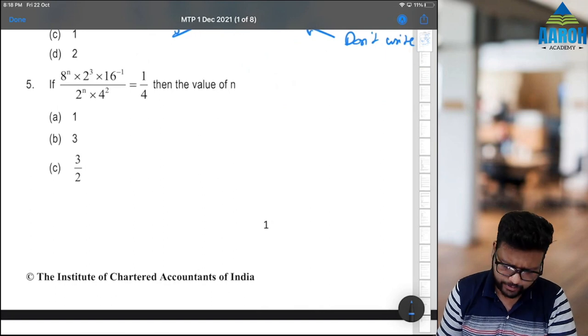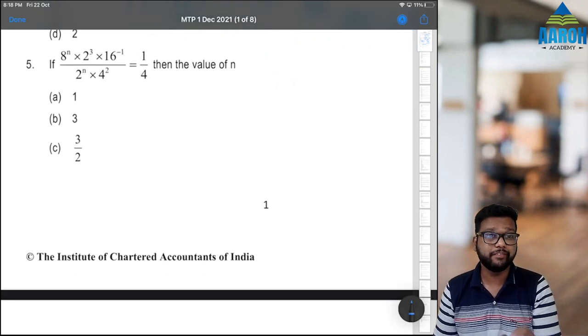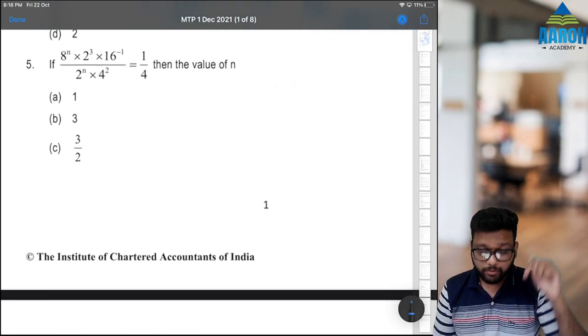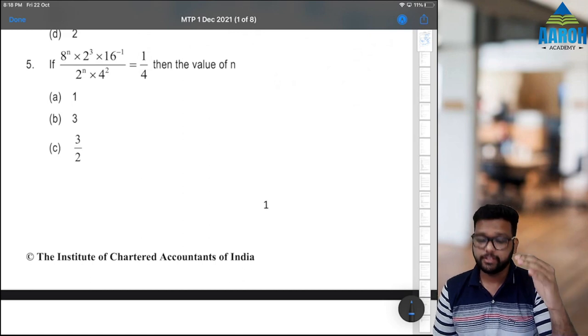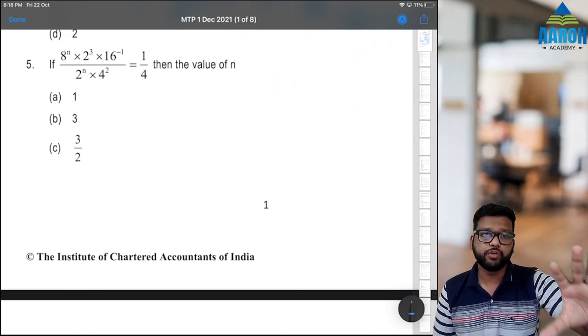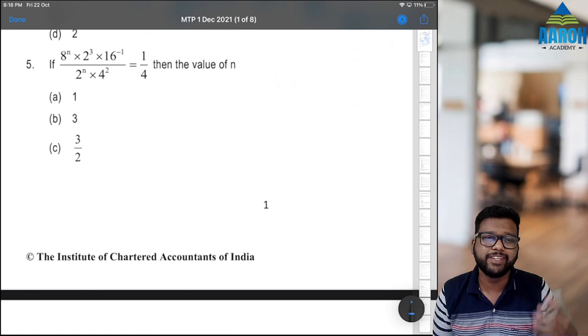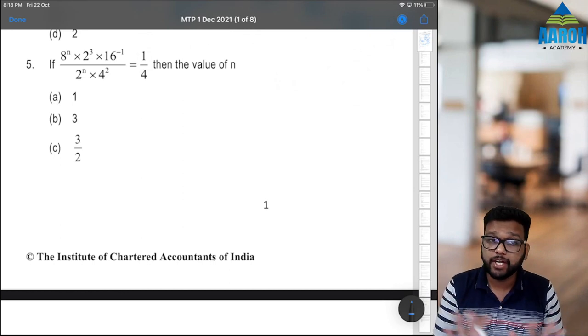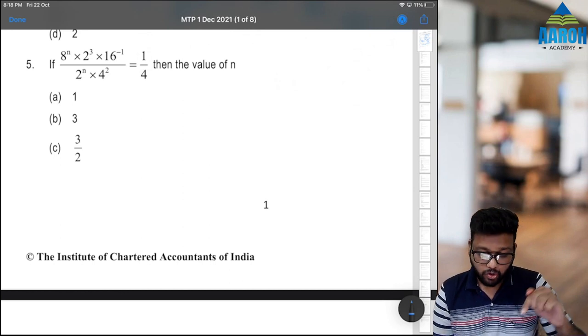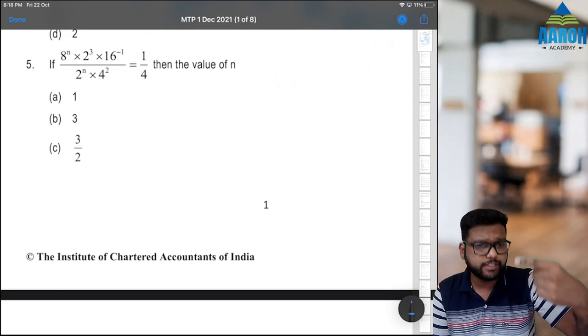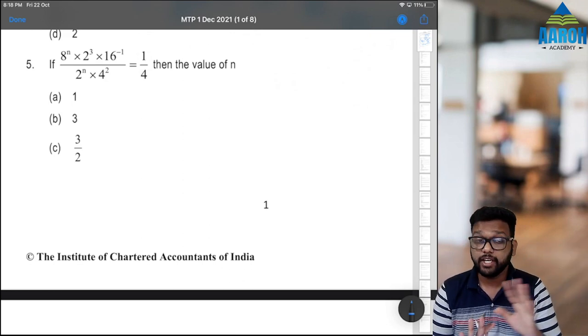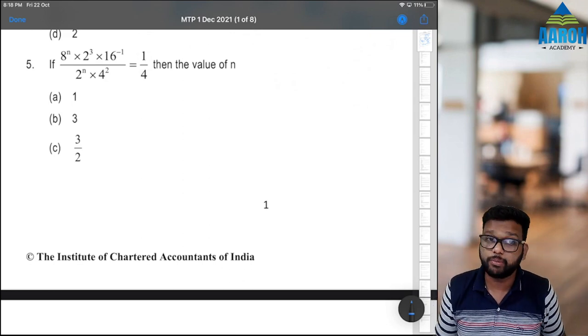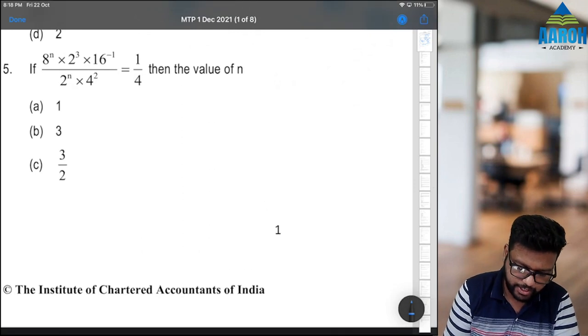Fifth, again, indices. Wow, one more thing which I forgot to tell you. In mock test paper, all chapters are given in sequence, like ratio first, then indices, then log, then equation, and so on. In exam, that is not going to be the case. Also in this, first they give maths, then LR, then statistics. In final exam, everything is going to be mixed up, random. Okay, fine, let's try this.